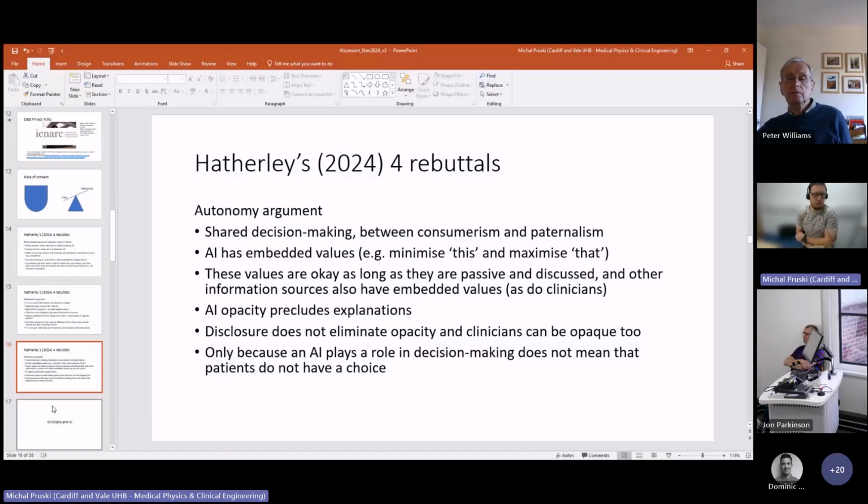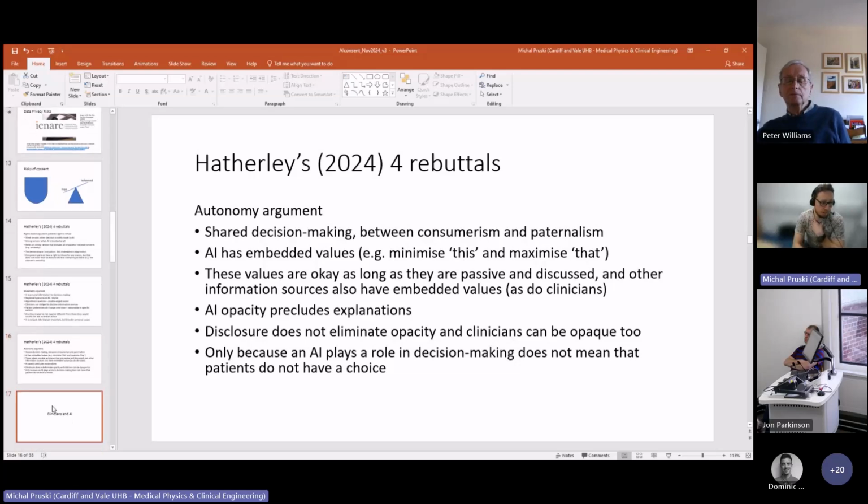The other thing relating to the autonomy argument, that there's opacity in AI which precludes explanations, but obviously upfront disclosure of the fact that AI is involved in a care process doesn't eliminate opacity at all. And on the other hand, clinicians are often opaque as well. They sometimes don't know why they would want to do this, or they're not conscious really about the source of their knowledge. So yeah.